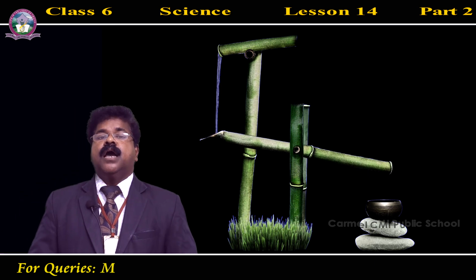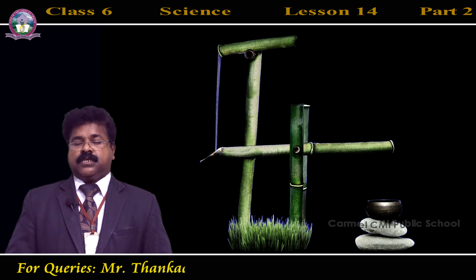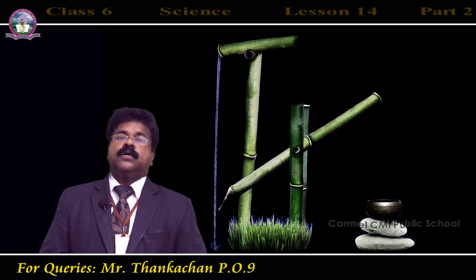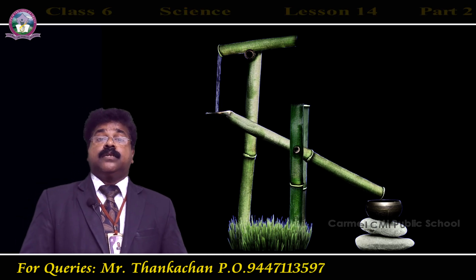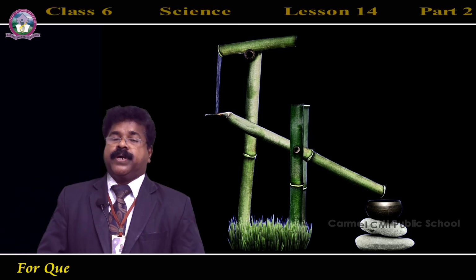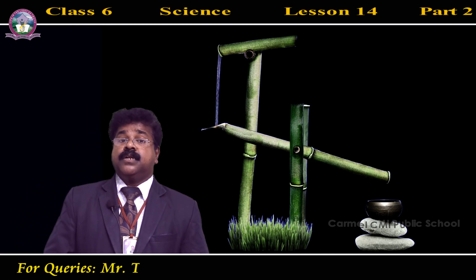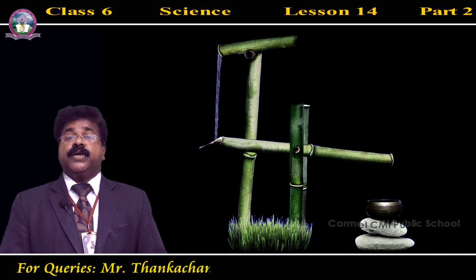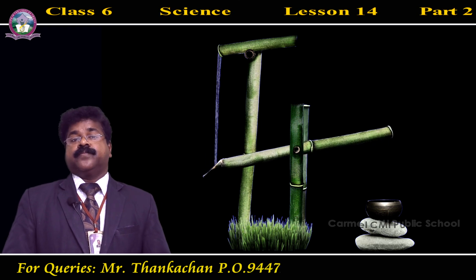R-A-I-N-W-A-T-E-R. Rainwater harvesting. H-A-R-V-E-S-T-I-N-G. Harvesting. The next word is snow. S-N-O-W. Snow. What is snow? These are small crystals of ice which are formed from water droplets present in the atmosphere. Then water vapor. W-A-T-E-R, water. V-A-P-O-U-R. Water vapor. The next word is water cycle. W-A-T-E-R, water. C-Y-C-L-E. Water cycle.